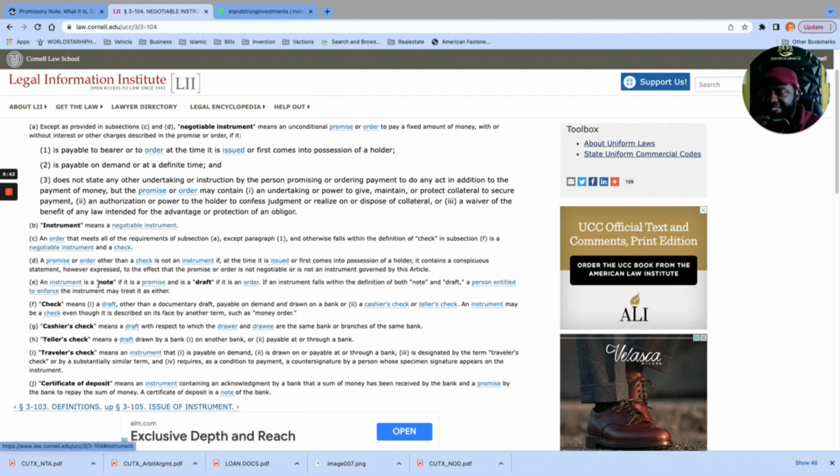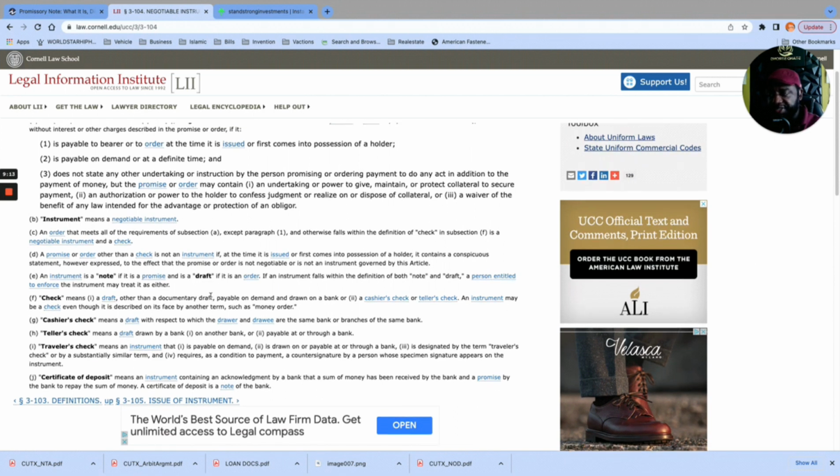An instrument is a note if it is a promise, and a draft if it's an order. Are we paying attention? Awesome. If an instrument falls within the definition of both a note and a draft, a person entitled to enforce the instrument may treat it as either.